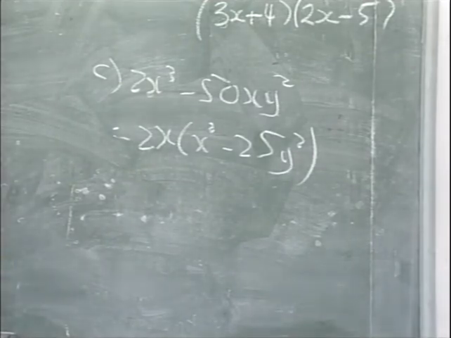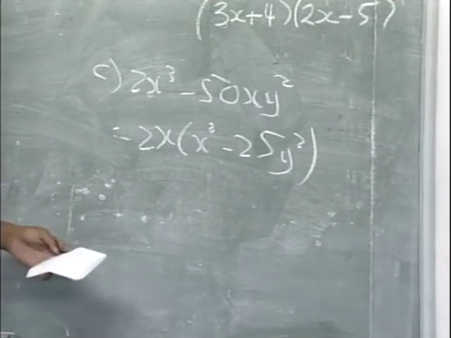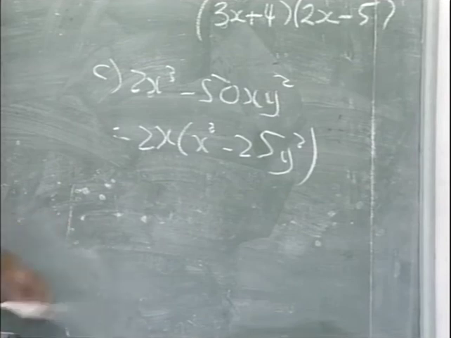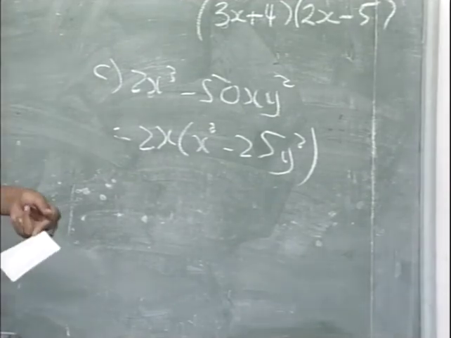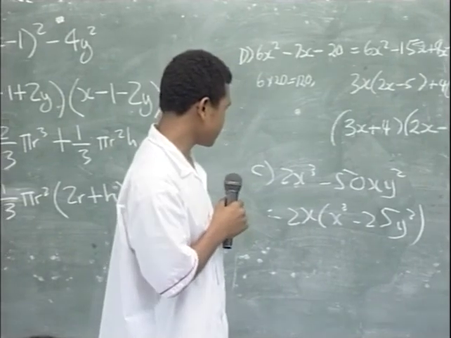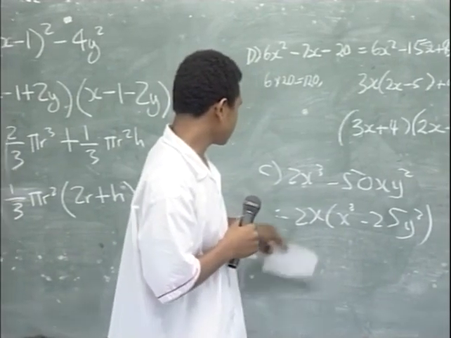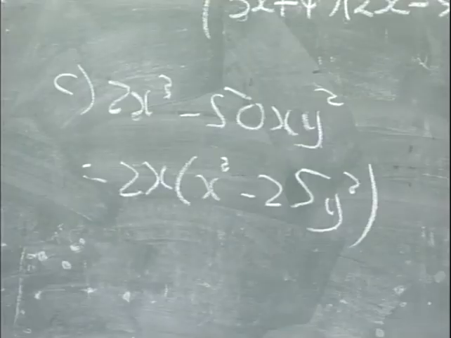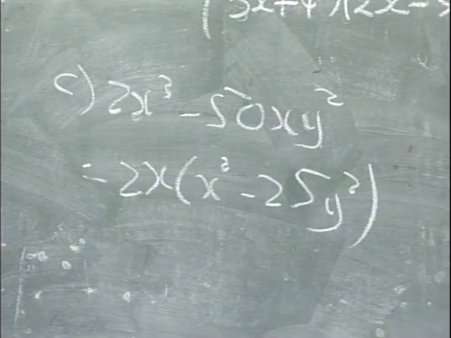The method used for factorization in this question is grouping, highest common factor. So we find the highest common factor of 2x cubed minus 50xy squared, which is 2x times x squared minus 25y squared in brackets. Okay, thank you, group 2.